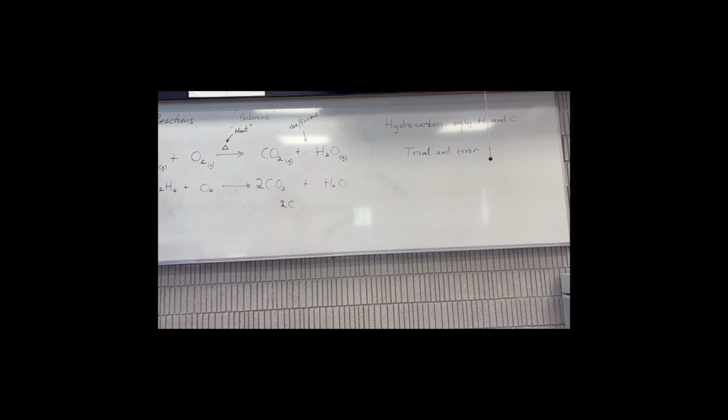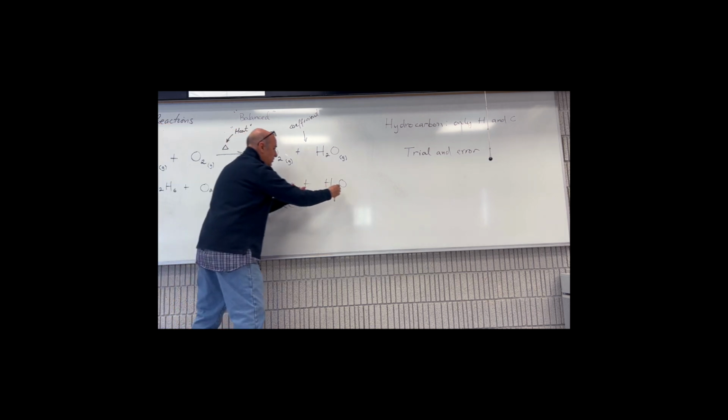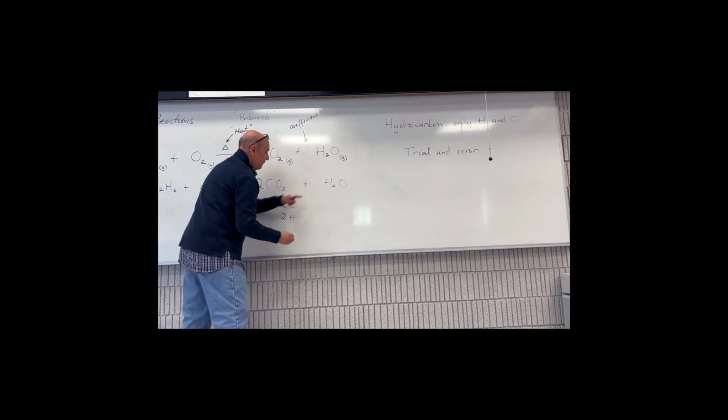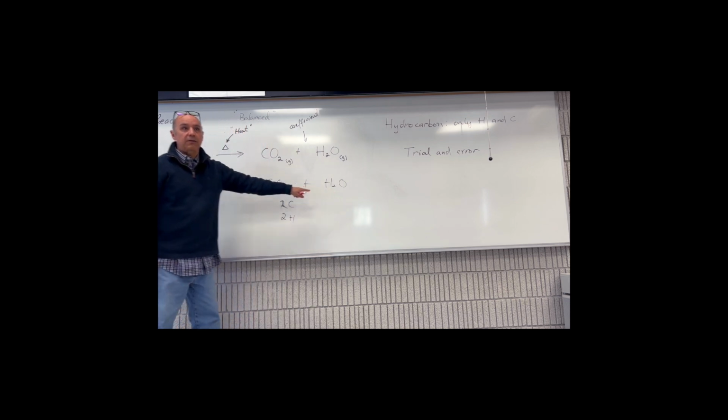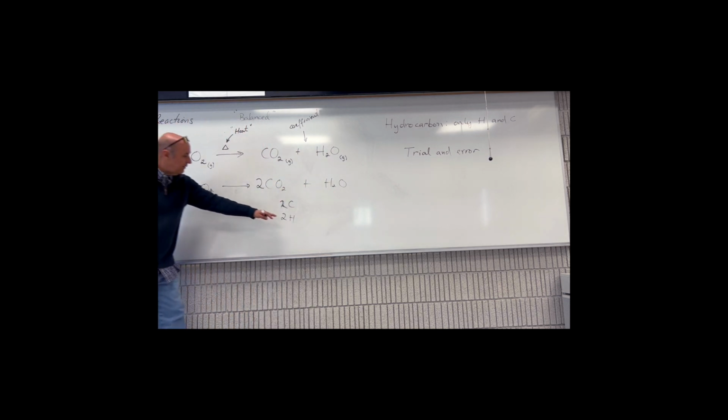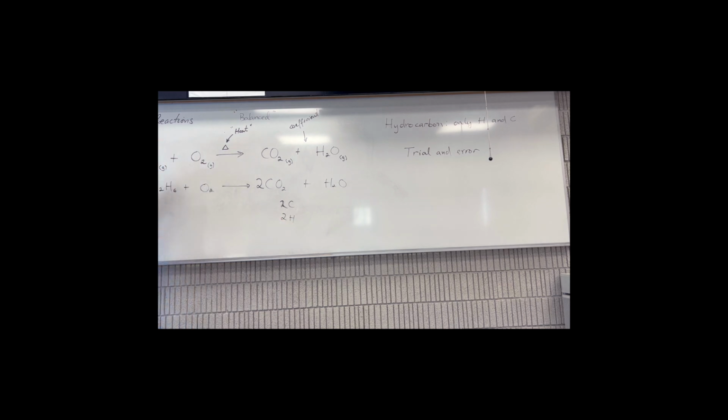Let's look at the hydrogen. We have 6 hydrogens here. 1 times 6 is 6. There's no hydrogen there, so that's it for the left side of the equation, for the reactant. How many hydrogens do we have here? I hope you see 2. 1 times 2, that's it. So that's not balanced. How do we make this side have 6 hydrogens?